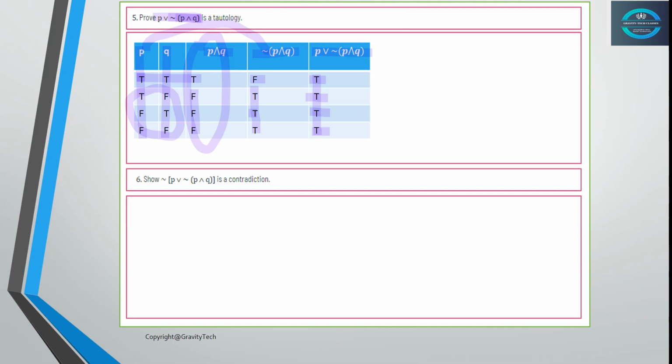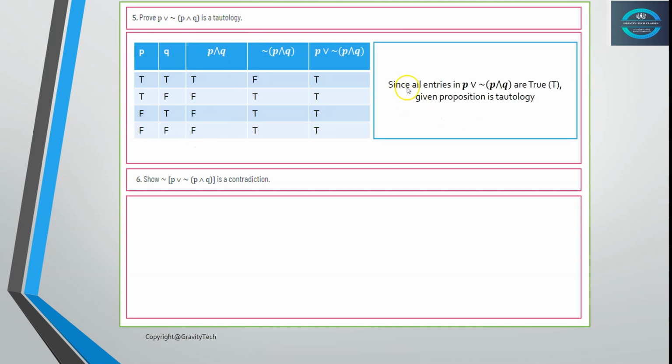That's why, this is a tautology, right? Easy. Since all entries in this particular pattern are true, the given proposition was a tautology. Similarly, for this one we will first find out P and Q, then its negation, then the next part, and then P.